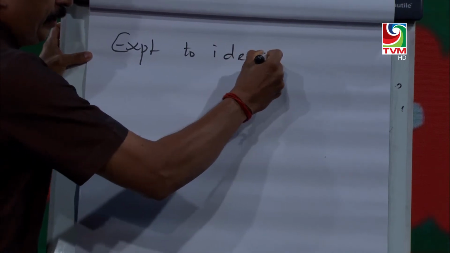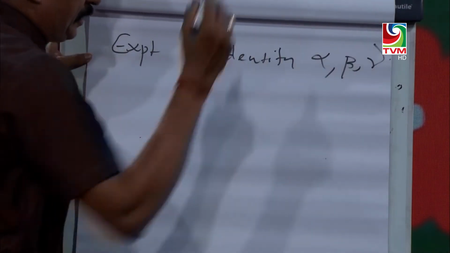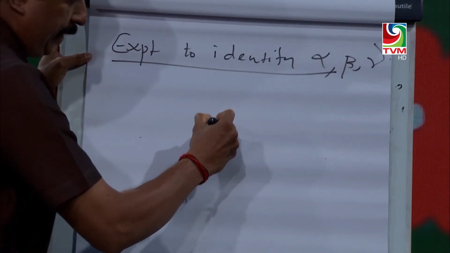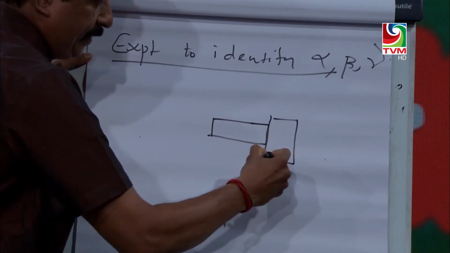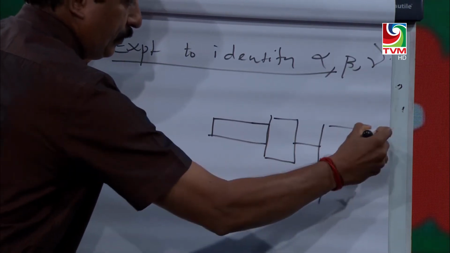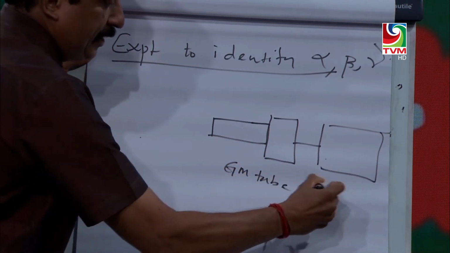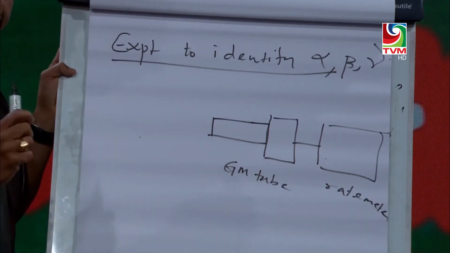This is an experiment to identify alpha, beta, or gamma radiations. First of all, we need to connect the GM tube with the rate meter. This is the GM tube, and this is the rate meter. So first connect the GM tube with the rate meter.